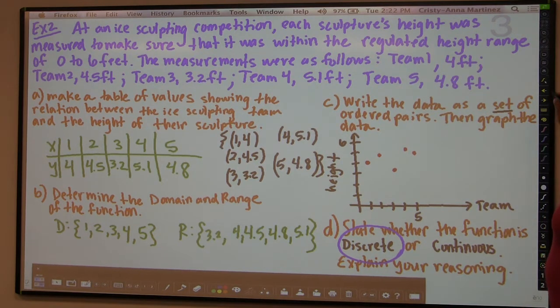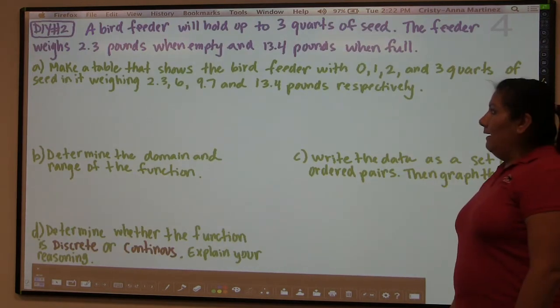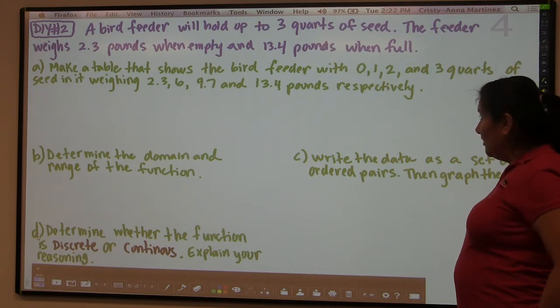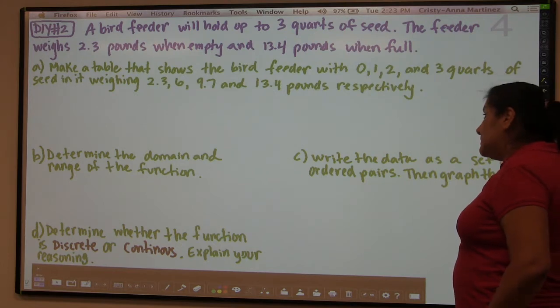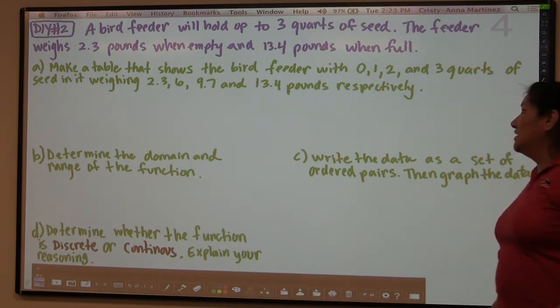Okay? So then we have an example here for you. A bird feeder will hold up to 3 quarts of seed. The feeder weighs 2.3 pounds when it's empty and 13.4 pounds when it's full.